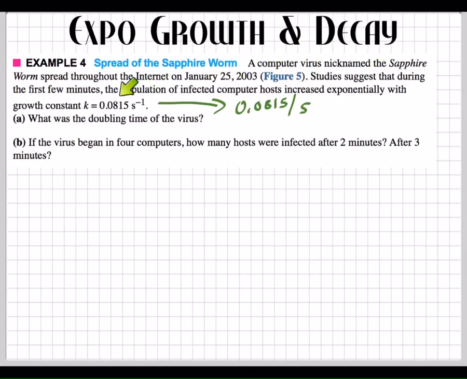There's a bunch of stuff I don't need. I just need that guy. What was the doubling time of the virus? So how do we figure out when it doubles?